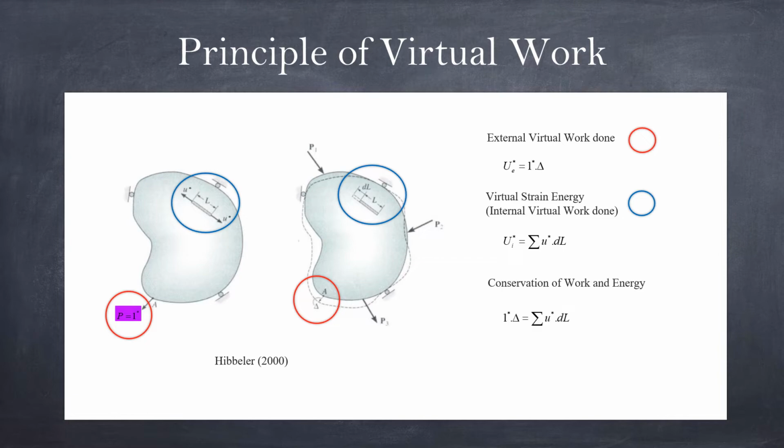Now, the conservation of work and energy means the external work done will be equal to the energy stored in the body. In this case, it's stored as strain energy, or virtual strain energy because it's the virtual work. So the two above terms are equal. The external virtual work done is equal to the virtual strain energy stored inside the body. That's really the main part of the principle of virtual work. The rest is how we apply or interpret this set of equations.